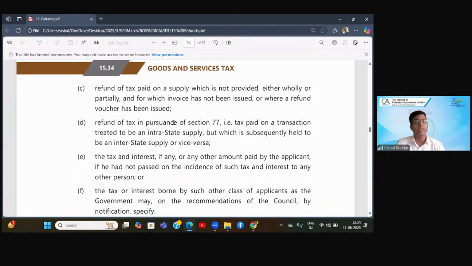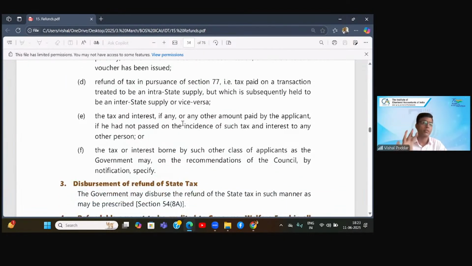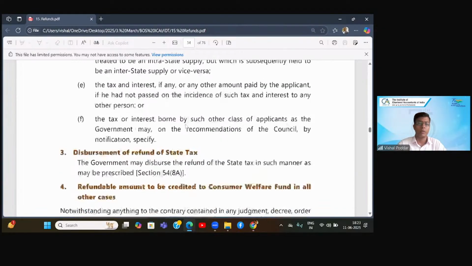Next, refund of tax in pursuance of section 77. What is 77? Tax is paid on a transaction by wrongly classifying it as intrastate though it was interstate, or vice versa, classifying it as interstate though it was intrastate. In such cases, again, the refund will be allowed. So basically, in all these cases, what they're trying to say is, whenever the duty burden is not passed on, then you will be eligible for the refund, and this particular doctrine of unjust enrichment will not apply.